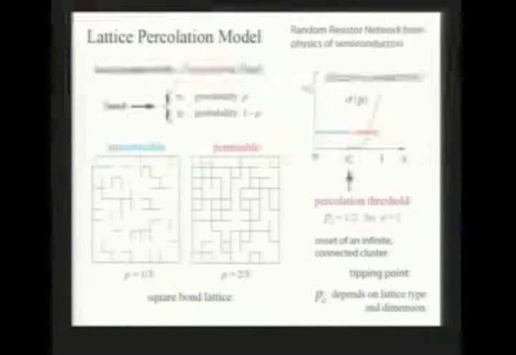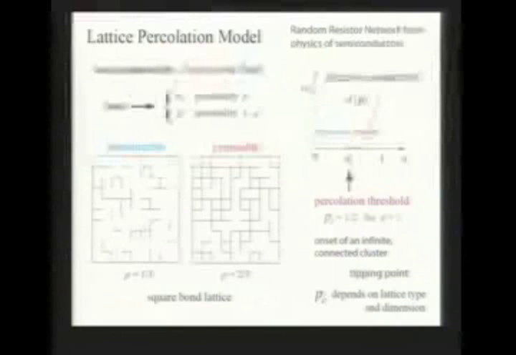So the lattice percolation model, and particularly the random resistor network, got a lot of its early work in the physics of semiconductors. And this is an area that I've worked in a lot, these so-called percolation models, where you start with, say, a 2D or 3D lattice. With probability p, a bond is open, say with conductivity sigma naught. With probability 1 minus p, it's closed.